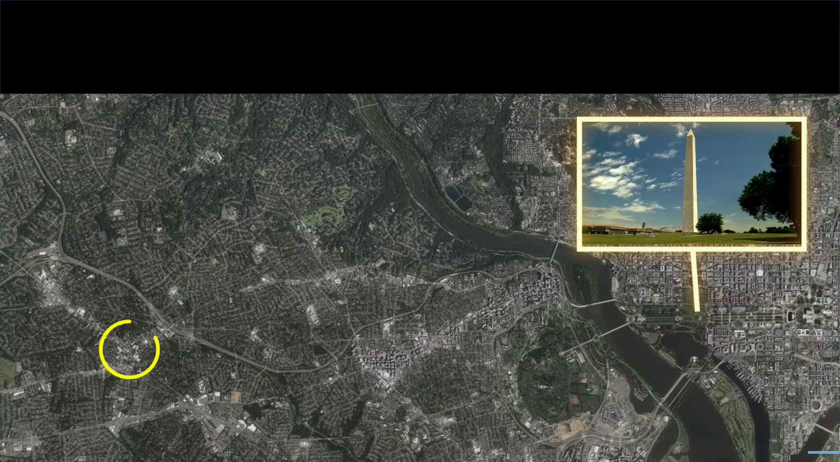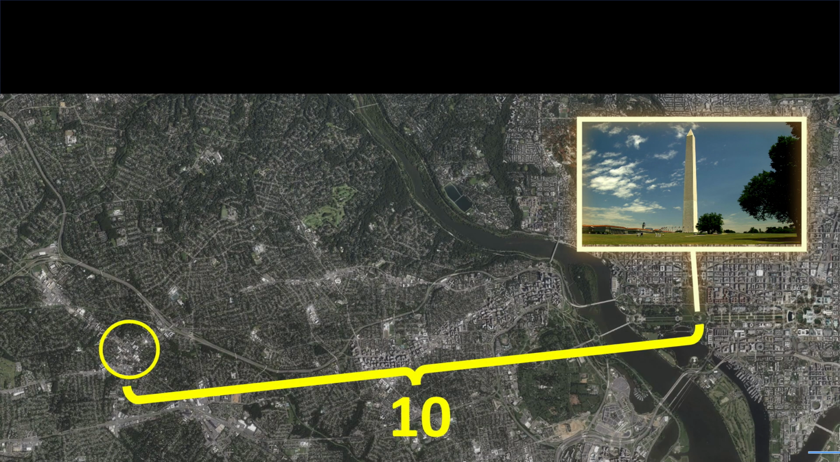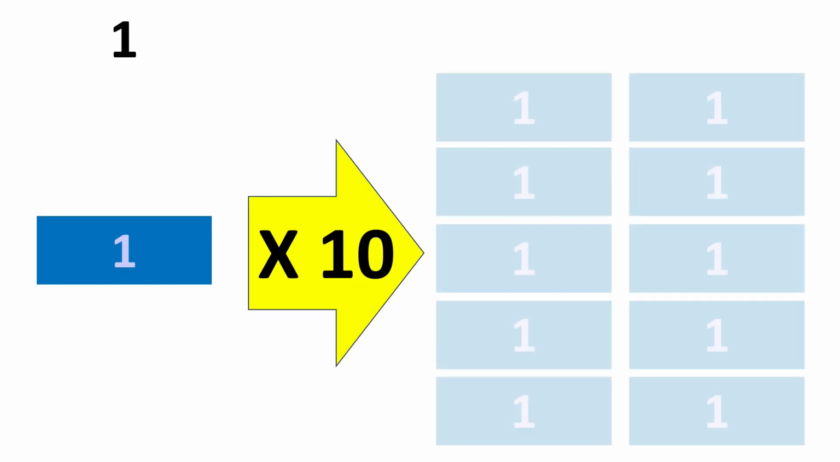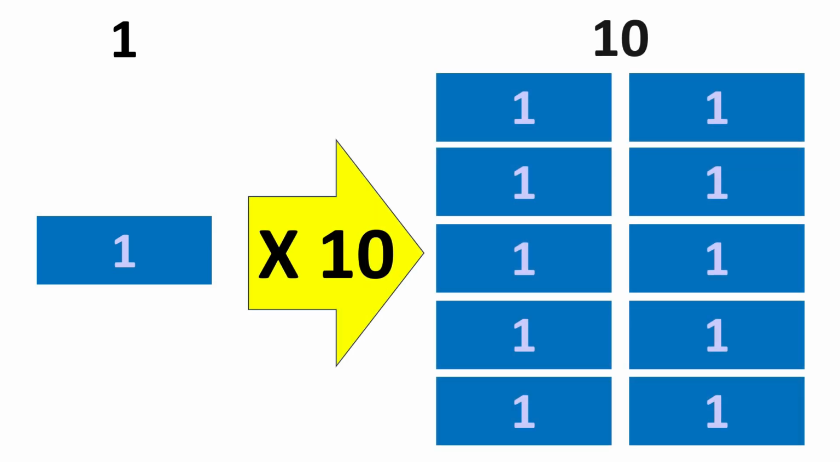This is a small town called Falls Church. It's in Virginia. The distance from the Washington Monument to Falls Church, Virginia is 10 miles. Please note that the number 10 is 10 times greater than the number 1. For example, if we start with 1 and multiply it by 10, then we get a total of 10. 10 is 10 times more than 1.